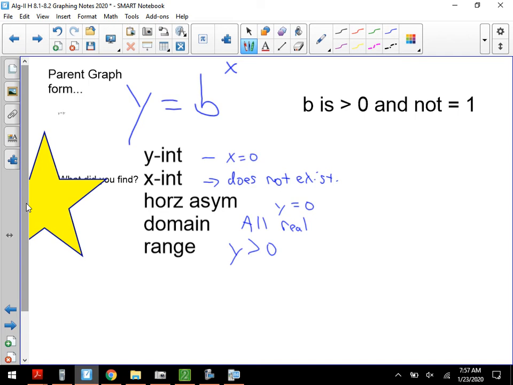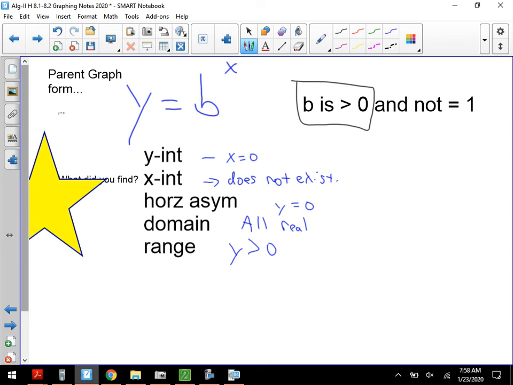We call this exponential growth because the value of b is greater than 0, and it's not equal to 1. Because if it was equal to 1, what would it always be? 1. And it wouldn't be exponential, it would be linear. Right? That's where this stuff goes to.